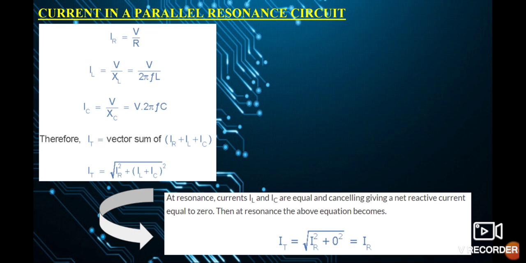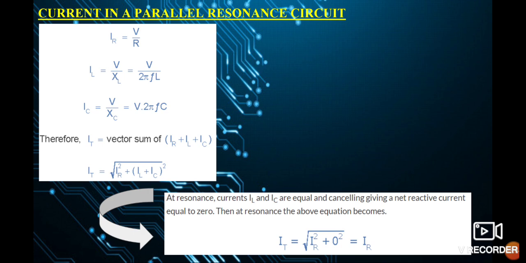Therefore, by vector addition of all the currents, we get the total current IT equals root over of IR square plus the quantity IL minus IC, whole square. Now, under resonance condition, the currents IL and IC are equal and cancelling, so the net reactive current becomes equal to 0. So under resonance condition, the above equation becomes IT equals root over of IR square plus 0 square, that is root over of IR square, giving us a total current of IR. That is, the total current will be equal to the current passing through the resistance, denoting that the impedance is becoming equal to the resistance value.